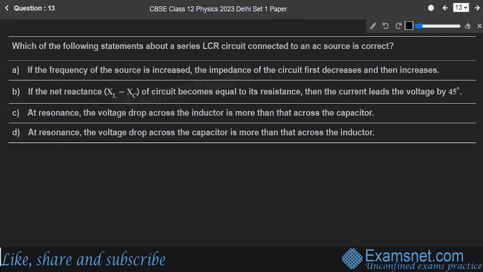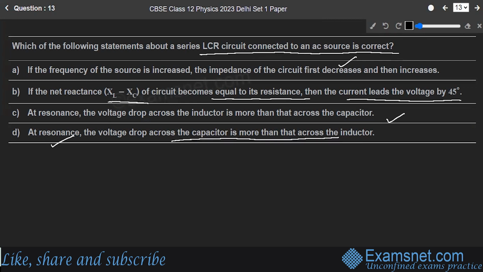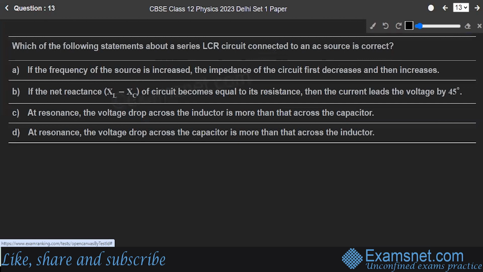Question number 13. Which of the following statements about the series LCR circuit connected to an AC source is correct? One, if the frequency of the source is increased, the impedance of the circuit first decreases and then increases. Two, if the net reactance XL minus XC of the circuit becomes equal to its resistance, then the current leads the voltage by 45 degrees. Three, at resonance, the voltage drop across the inductor is more than that across the capacitor. Four, at resonance, the voltage drop across the capacitor is more than that across the inductor.